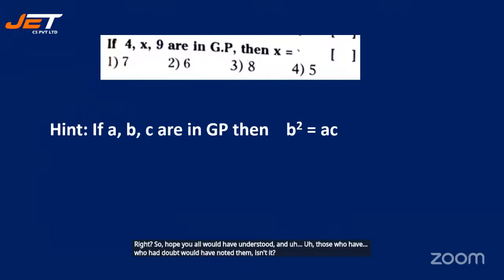Now let's move on to the next sum. If 4, x, 9 are in GP, then what is x? You all can start doing it. I will also do it simultaneously. You all can check the answers. I'm just giving you 2 minutes to quickly do it.